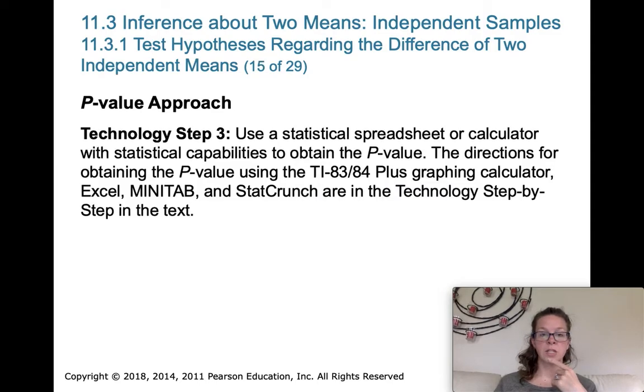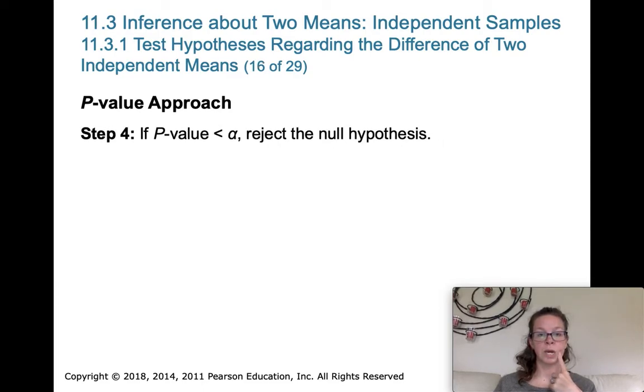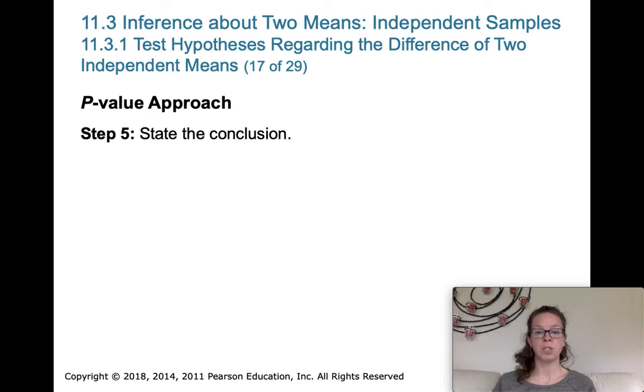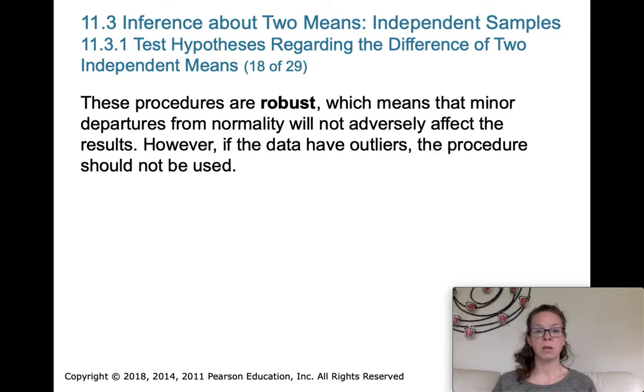So in technology, we have these same slides in pretty much every lesson, so a lot of repetition here. We use technology to find our t and to find the p-value. It doesn't tell us the critical value, so we have to find that from the chart if we need it. And then we state our conclusion.